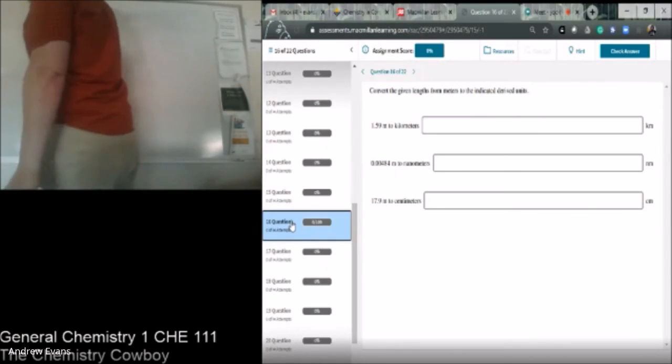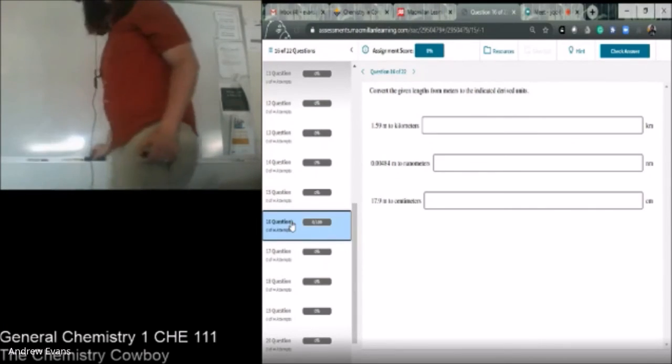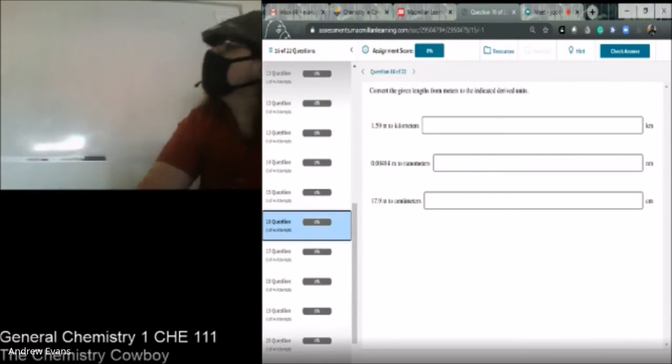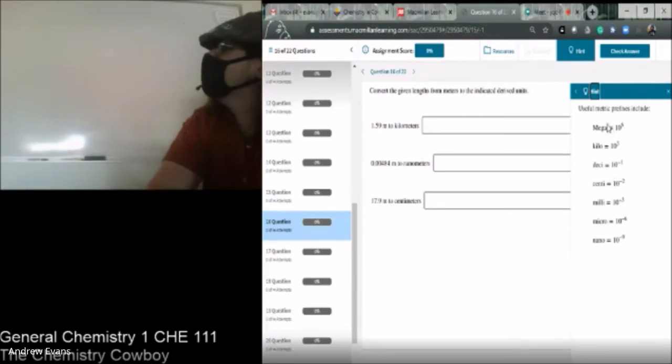Number 16. Convert the given lengths to the indicated derived unit. 1.59 meters to kilometers. 0.00484 meters to nanometers. 17.9 meters to centimeters. This one is actually rather easy. Though just in case, we got a hint here. What does the hint tell us? It tells us mega, kilo, deci, centi, milli, micro, nano. So it gives us all the length conversions.